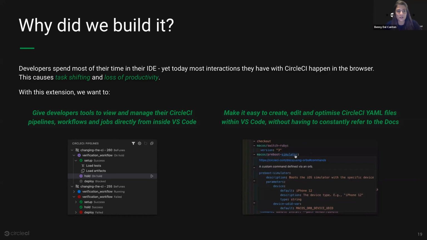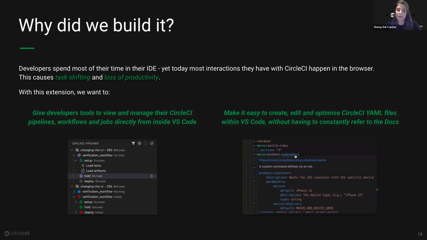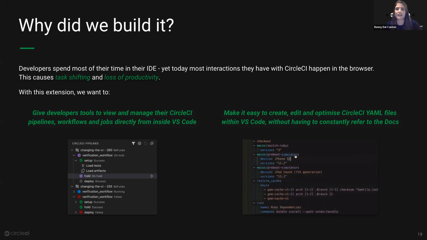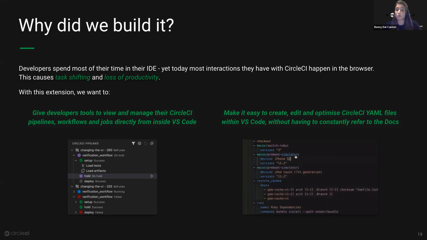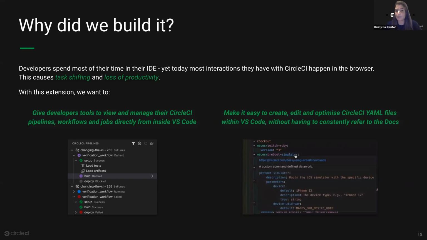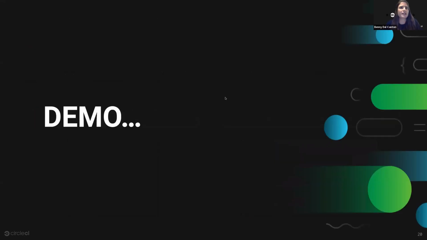So what we want to do with this extension is give developers the tools to manage the CircleCI pipelines directly from inside VS Code. And we want to make it much easier to create, edit, troubleshoot, and optimize their CircleCI YAML files without having to constantly go back to the docs. So I thought I would give you a little demo of what the extension entails.